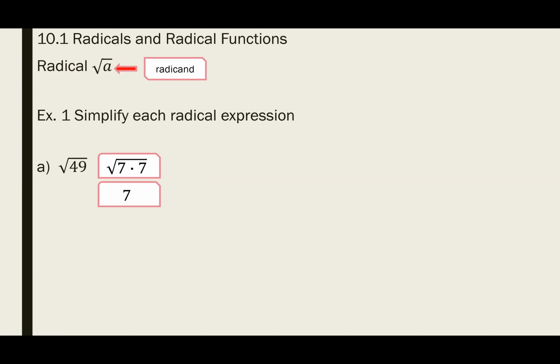So if you look at this here, the objective for the radical is the opposite operation of a square. The opposite operation of a square is the radical. Vice versa, the opposite of a radical is a square. So you can see that 7 times 7 is 49, that's your 49. So the radical of 49 will give you 7.